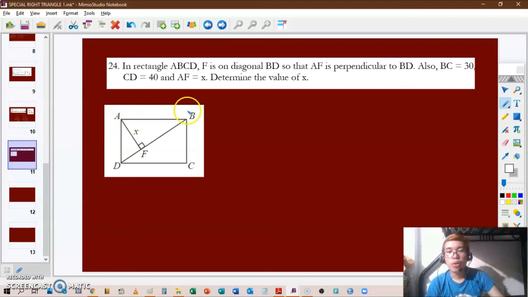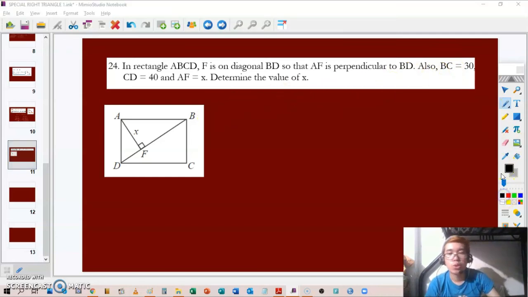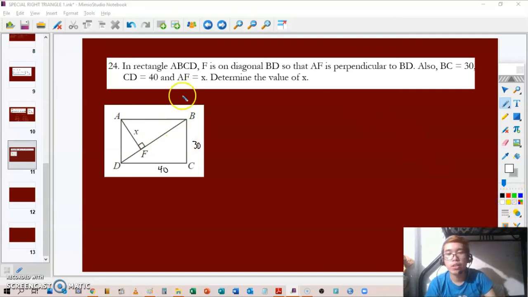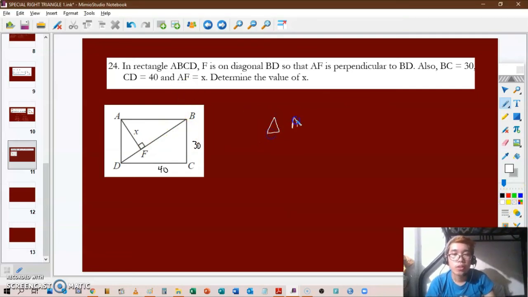Okay, let's move forward. In a rectangle ABCD, F is on diagonal BD, so that AF is perpendicular to BD. Let's write the measurements. BC is equal to 30, CD is equal to 40, and AF is equal to X. We need to determine the value of X. As we can see here, guys, we have two triangles: triangle ABD and triangle DBC.